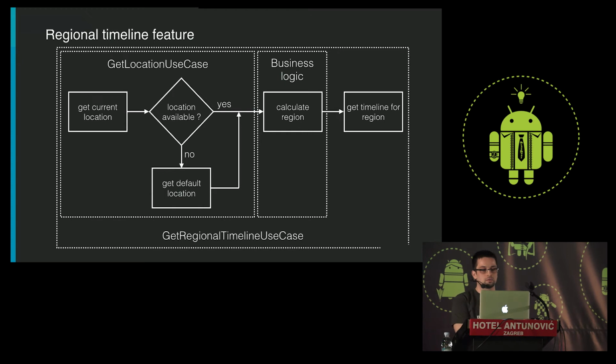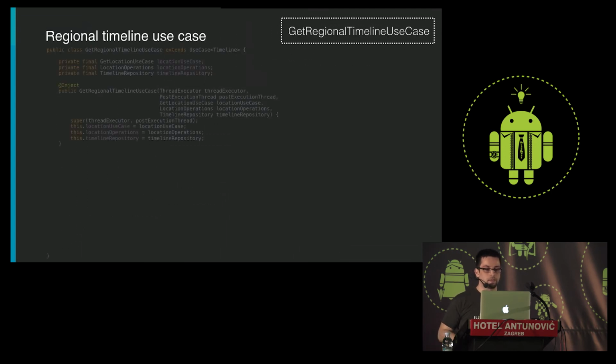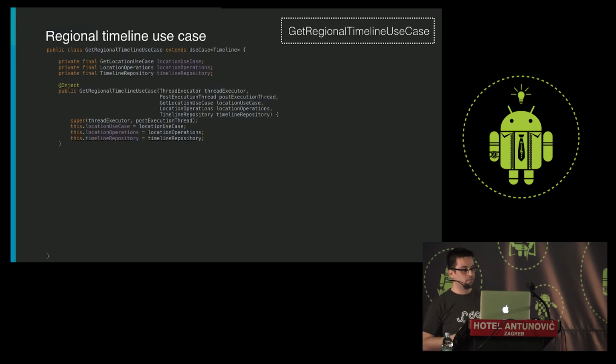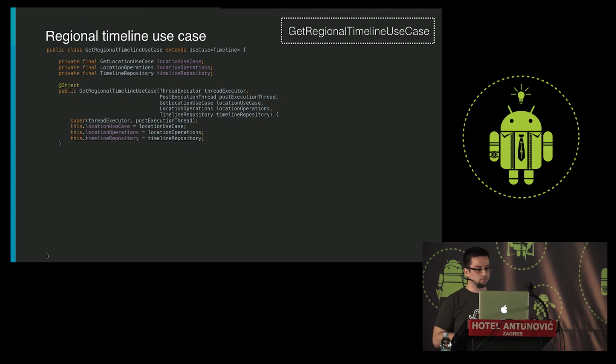Okay, back to the big picture. Now that we wrote that get location use case, let's write the big one. We have three dependencies. We have a dependency on the existing get location use case that we just wrote, because that's the business logic that knows how to fetch a current location or default to something else. And we don't want to rewrite that here or in any other use case which uses a location, because that would be duplication of code.